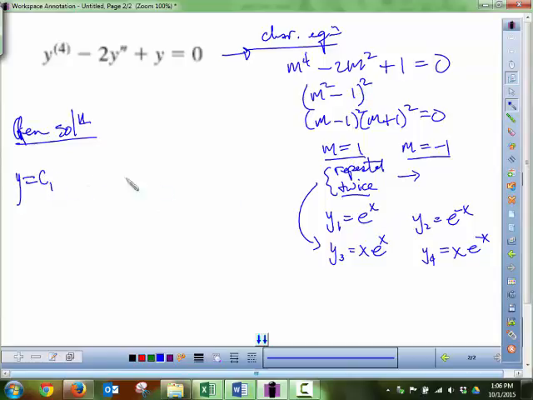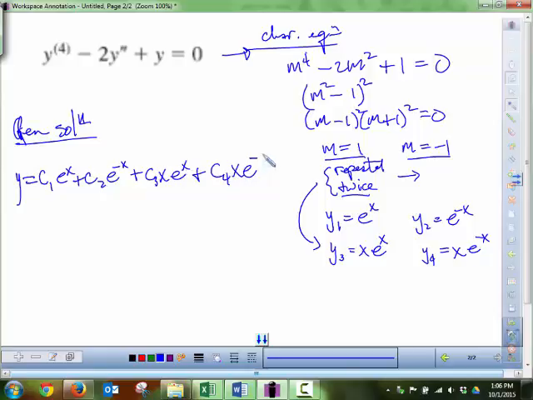We'll call it C1 e to the x, plus C2 e to the negative x, plus C3 x e to the x, plus C4 x e to the negative x. And the order doesn't matter. We're adding. Addition is commutative, so it doesn't matter which is which and where goes where. That's it. Okay? Easy, huh?